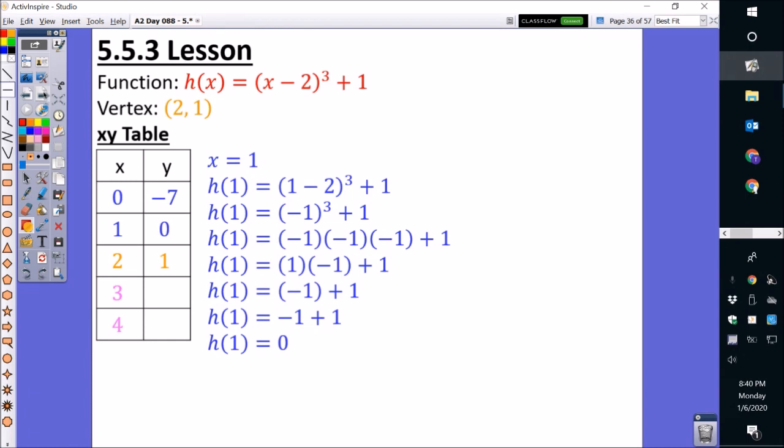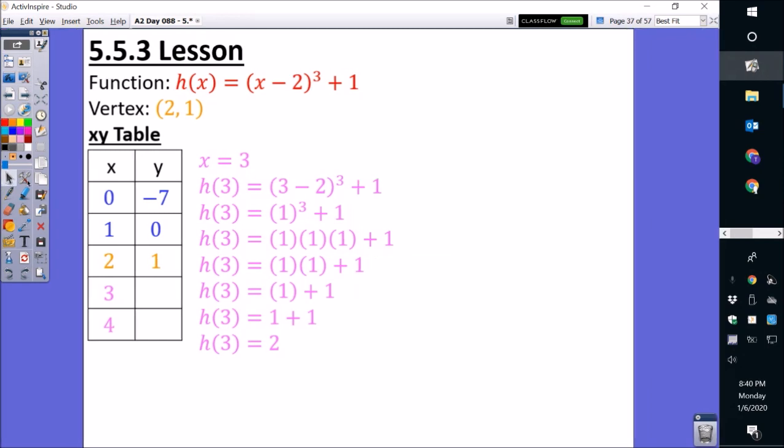All right, now I'm going to do the same process for x equals 3. So we're going to plug 3 into x. That's why we have 3 minus 2 inside the parentheses. Simplify, it's going to be positive 1. So 1 to the third power basically means 1 times 1 times 1. Don't forget about the plus 1 in the back.